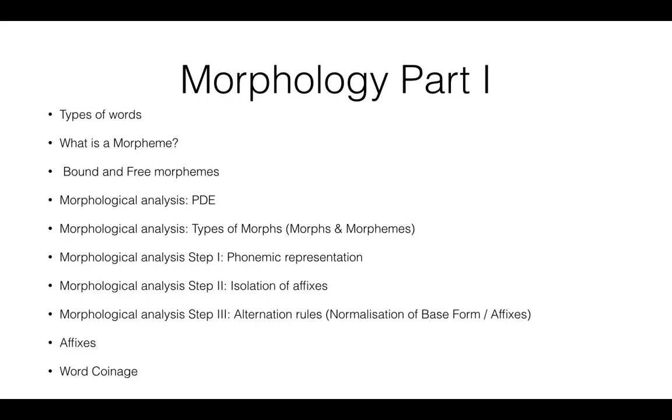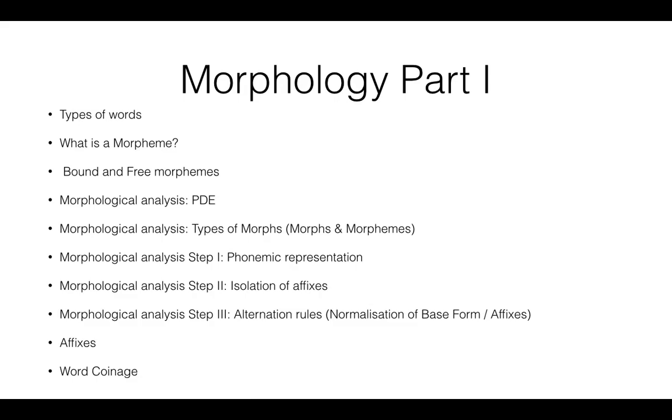Then in morphological analysis, we have to determine and identify the types of morphs and morphemes. There are morphs and there are morphemes, like phonemes and allophones. So it's something similar, a little bit. And this will help us understand better a definition of what a morpheme is. So we'll talk about the types of morphs.